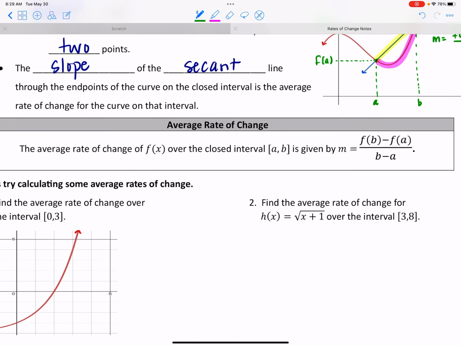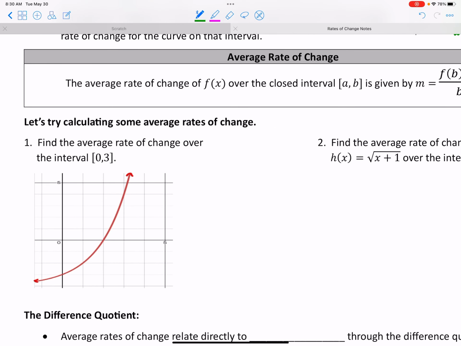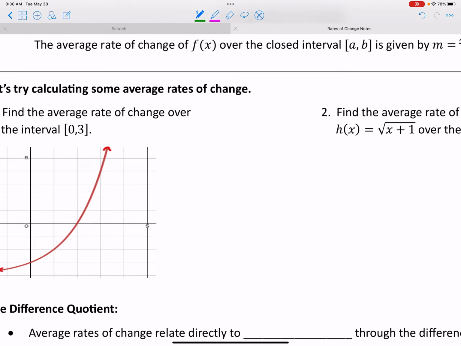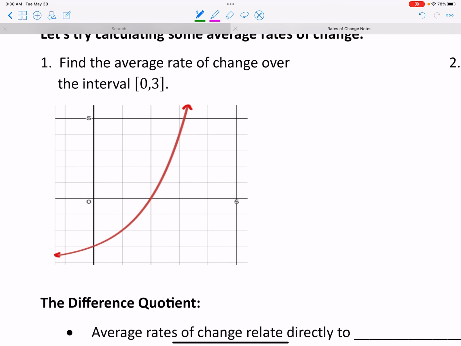Let's go ahead and try to use this formula to find an average rate of change for a couple of different curves. So for example here, if I want to find the average rate of change over the interval from 0 to 3, this is our frame of reference. This is telling us the closed interval over which we are to look. So this interval is an interval of x values. So this is our a and our b, however you want to look at that. So this is saying look from this interval from 0 to 3. So 0 to 3, that's the interval of x values I'm looking at.